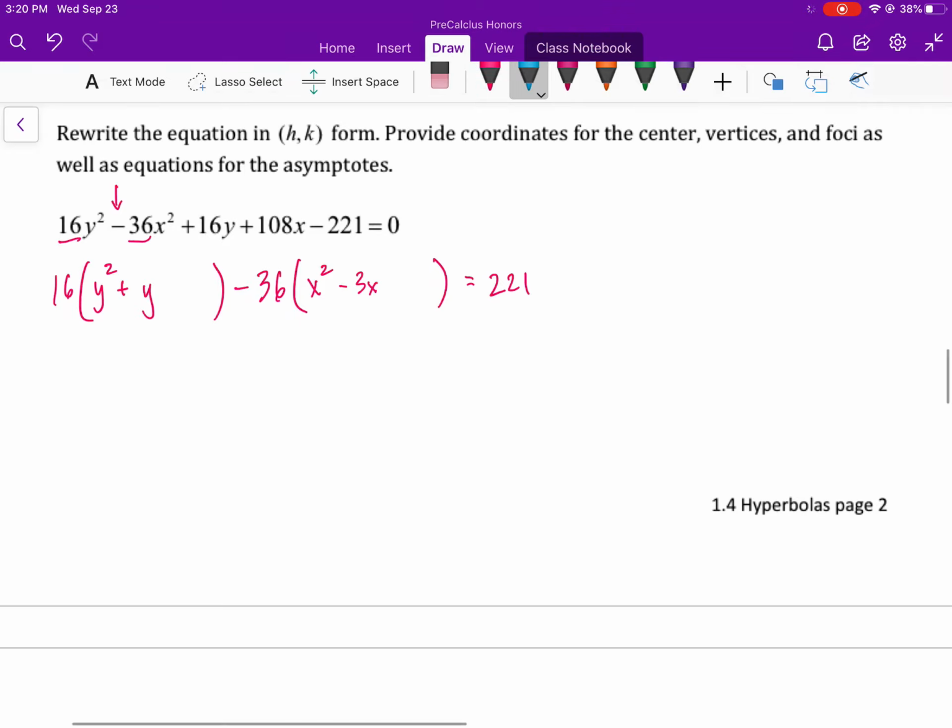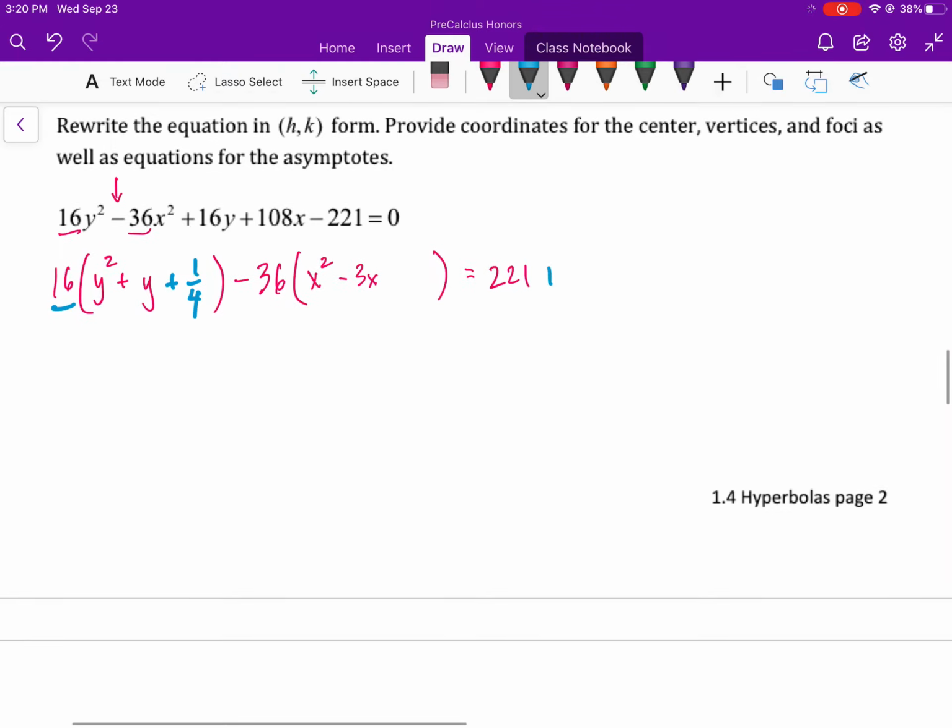With our y's, the coefficient of y is 1. That divided by 2 squared is 1/4. So I'll add 1/4 in there. And then keeping in mind the 16, I add 4 to both sides of my equation. With the x values, 3 over 2 squared, that's 9/4, which becomes positive when we square it. Here, we need to keep in mind there's a negative 36 in front, and the negative matters because putting a 9/4 there is the same as, when we multiply those, subtracting 81 from both sides. So that's a key idea there, that it should be negative.